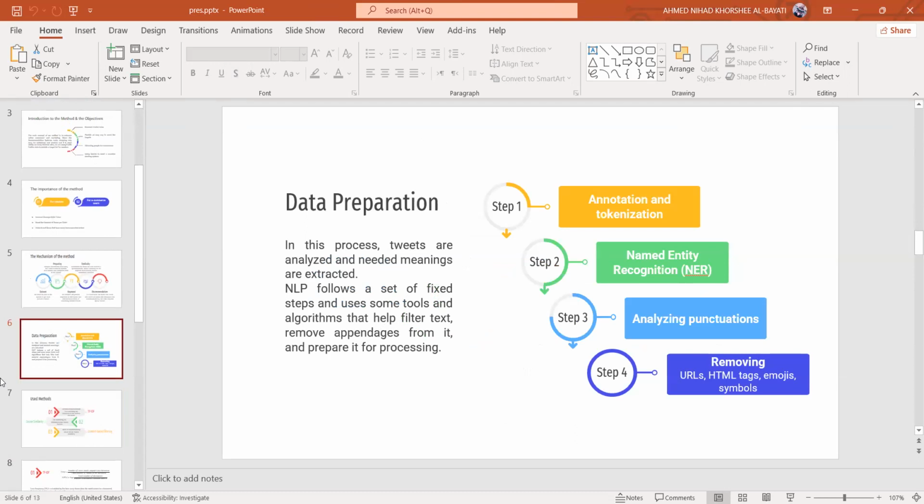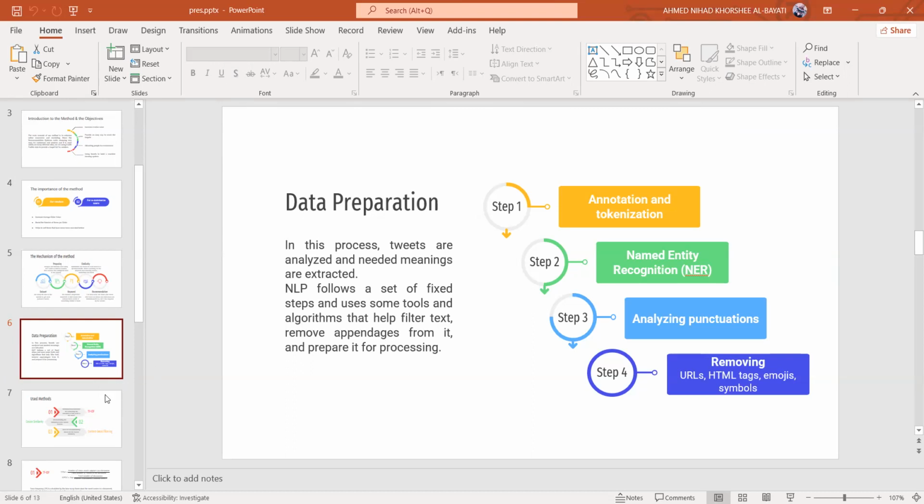As a data preparation step, in this process, tweets are analyzed and needed meanings are extracted from the tweets. Natural language processing follows a set of fixed steps and uses some tools and algorithms that help filter text, remove affixes from it and prepare it for processing. First, we use annotation and tokenization. After that, we use named entity recognition, NER, and then analyzing, and then removing URLs, HTML tags, emojis, and symbols. By using these steps, the data will be prepared to enter into models, algorithms, and methods.